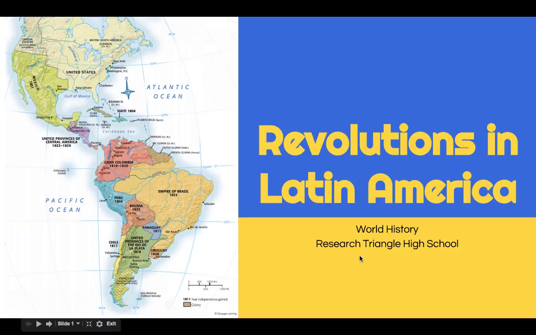So, again, we're talking about revolutions in Latin America today, and the region that you see on the left in this map, basically everything that is colored here, is Latin America. So it basically includes everything except the United States and Canada in the Americas. It's called Latin America because it was controlled by the Spanish and Portuguese mainly, who speak Latin languages.